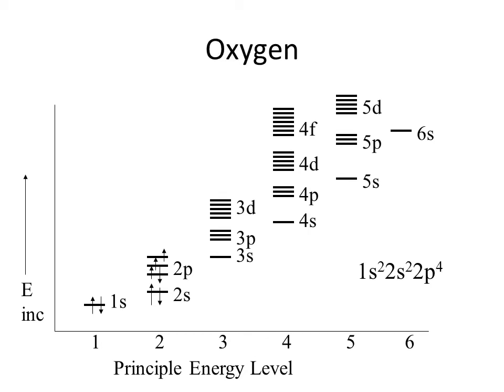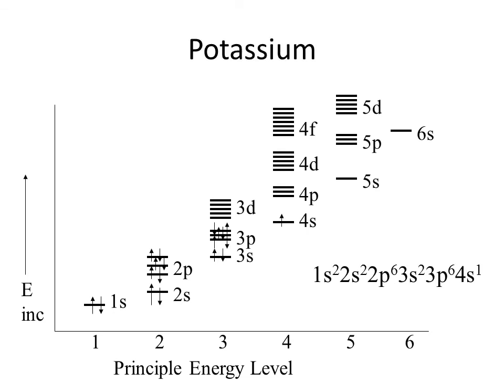Oxygen has 8 electrons, 8 protons, so in the neutral atom of oxygen, its electronic structure is 1s2, 2s2, 2p4. Fluorine has 9 protons and 9 electrons in a neutral atom, so its electronic structure is 1s2, 2s2, 2p5. Neon has 10 protons and 10 electrons, so its electronic structure is 1s2, 2s2, 2p6, adding up to 10 electrons total in the neutral atom of neon.